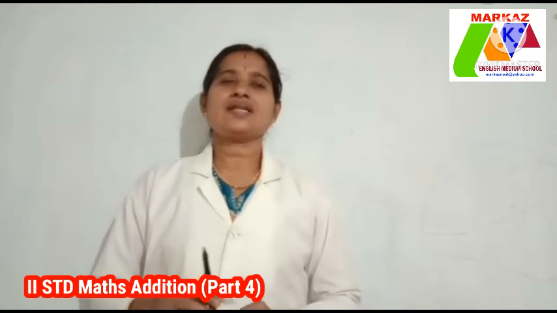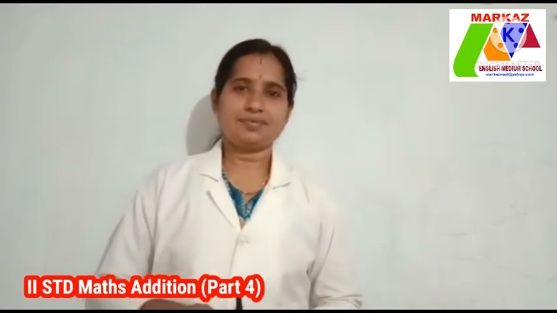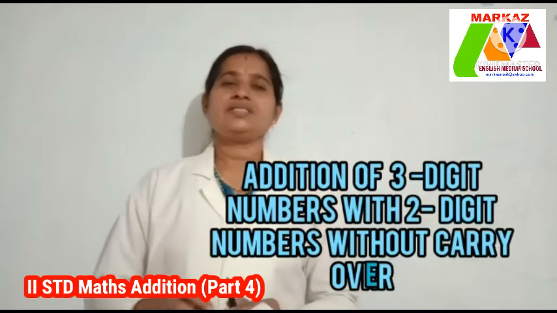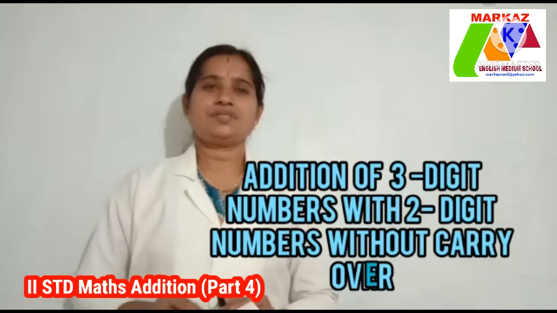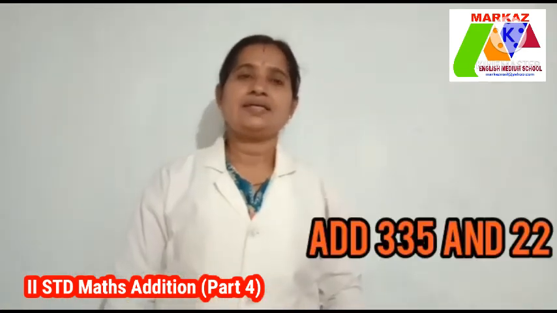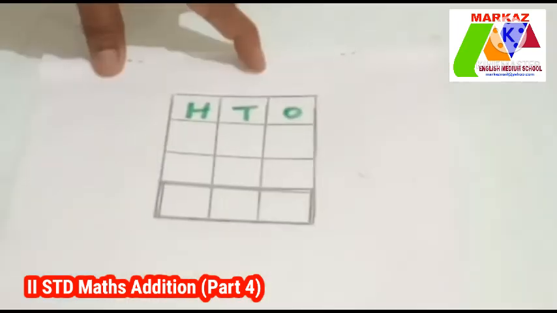In the previous class, we learned the addition of 3-digit numbers with 1-digit number. Today we are going to learn the addition of 3-digit numbers with 2-digit numbers without carryover. Let's add 335 and 22.